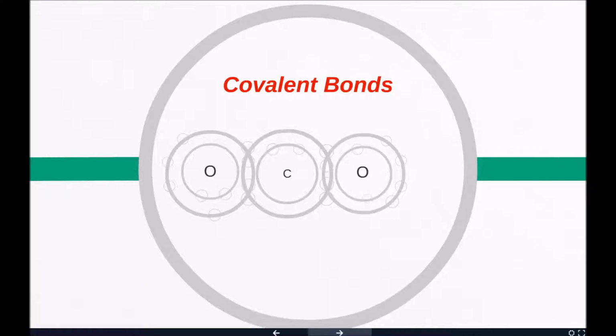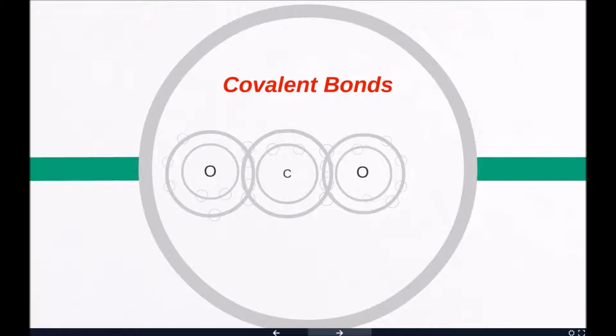Covalent bonds are, as seen here, this is CO2, 1 carbon in the middle and 2 oxygen on either side. Covalent bonds are bonds that share the electrons between the different atoms more evenly. So in this case, the atoms are looking for the same thing. They're looking to fill their shells up, but they share the electrons.